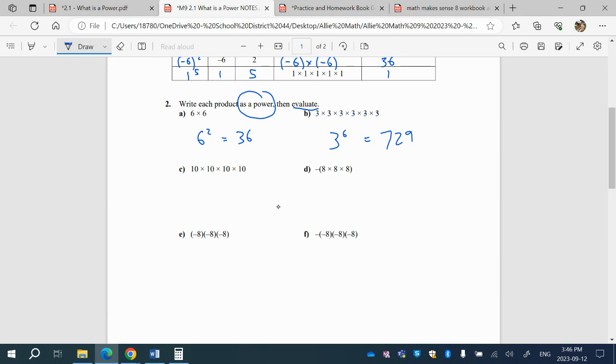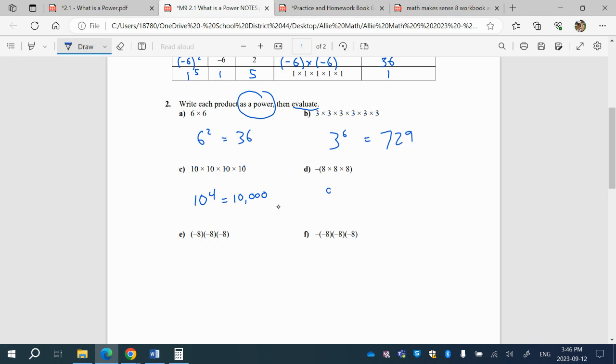Okay, here we have base 10. It's being multiplied by itself 4 times. So 10 to the power of 4. And that's going to equal 10,000. So that's a 1 with 4 zeros.